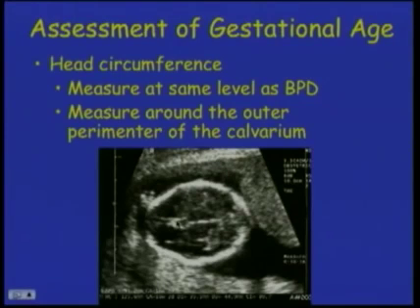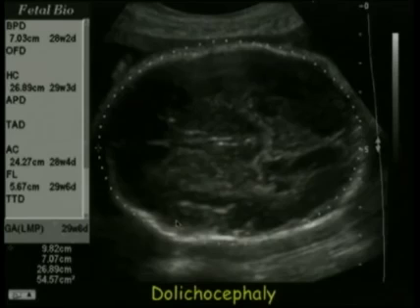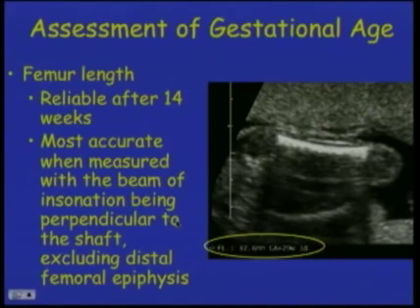When we look at gestational age, we not only do the BPD, but we also look at the head circumference and measure it at the same level as the BPD around the outer perimeter of the calvarium. And here's another measurement showing the head circumference, and you can see that this head is a little dolichocephalic. It kind of is boat-shaped and looks a little bit flattened in the middle, and that is still a normal appearance to a head. It's just going to have a more accurate head circumference than biparietal diameter.